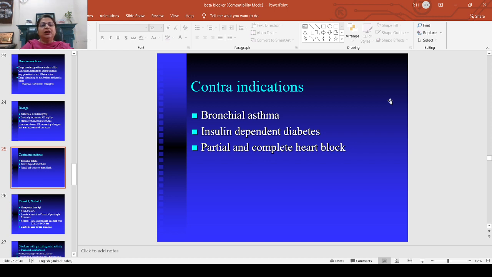Contraindications: bronchial asthma, insulin-dependent diabetes, partial and complete heart blocks. In these conditions, beta blockers are not to be used, especially propranolol.